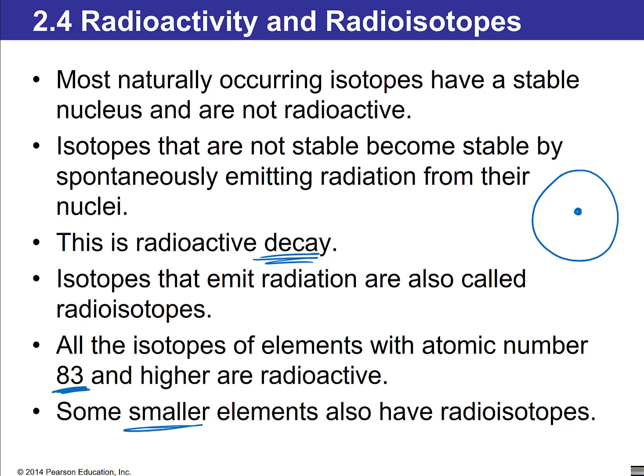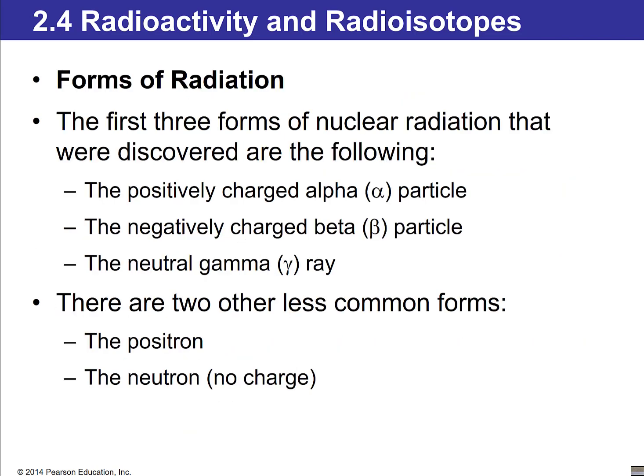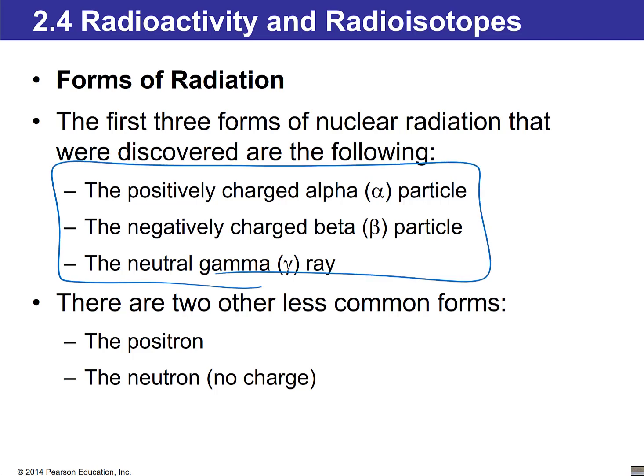In fact, carbon-12 or carbon-14 is a radioisotope. So some smaller elements are unstable. Most of them, the smaller they are, the more stable they tend to be. They discovered that there are ways that these atoms break down, and we're going to talk about these three: alpha decay, beta decay, and gamma decay. We're really not going to cover the positron and the neutron decay. They're less common.